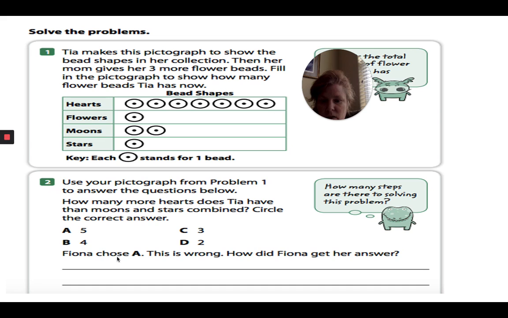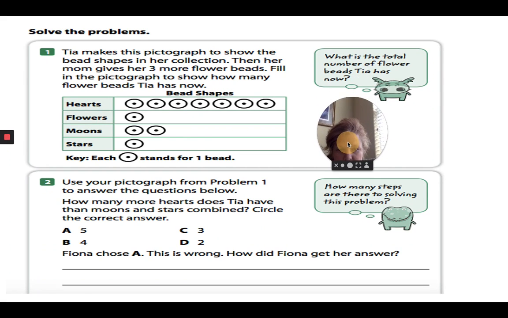Then it says Fiona chose A. This is wrong. How did Fiona get her answer? So just kind of look at that and see what she did wrong. She did something wrong that's very obvious, and you can figure it out. How many steps are there to solving this problem? There's several steps there. What is the total number of flower beads Tia has now? So you can add all those up to answer this little person right over there that's asking you questions.